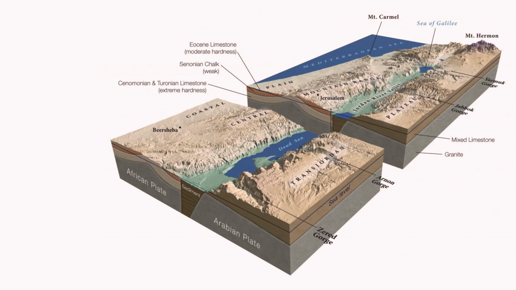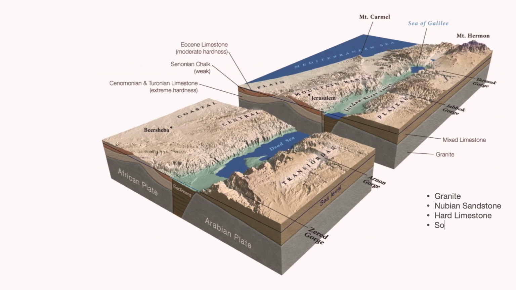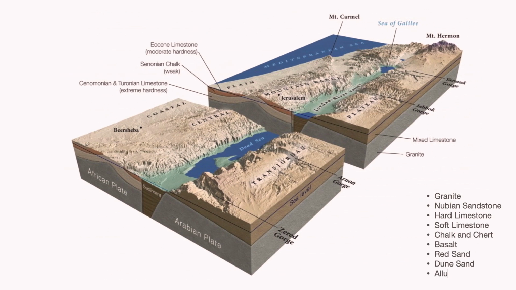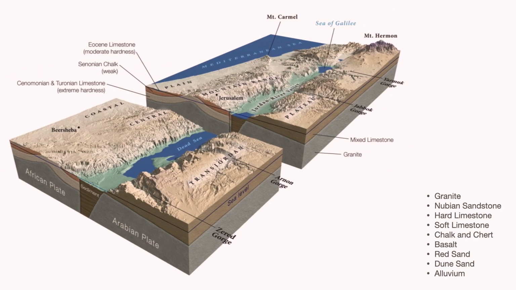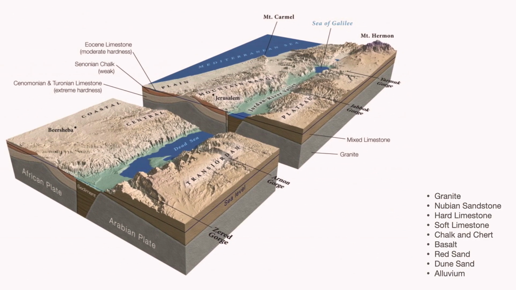Through geological principles, the Near East contains 9 major geological profiles, including granite, Nubian sandstone, hard and soft limestone, chalk and chert, basalt, red sand, dune sand, and alluvium. When compared to how humanity may use these resources, their importance becomes evident. For example, granite is prominent in the Nile Basin and was used for vases, statues, stelae, buildings, and sarcophagi from quite early on in Egyptian history.